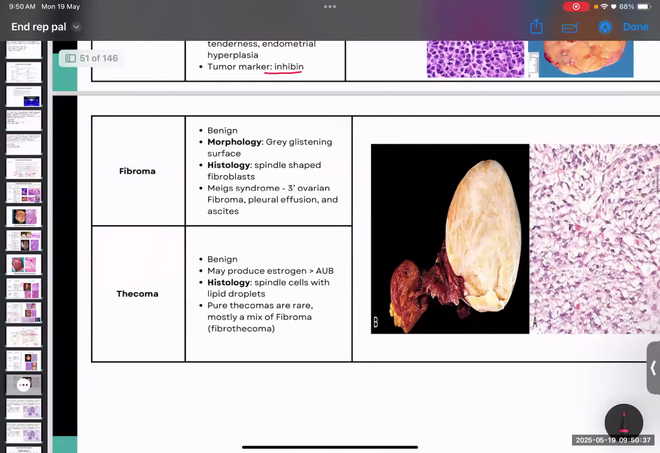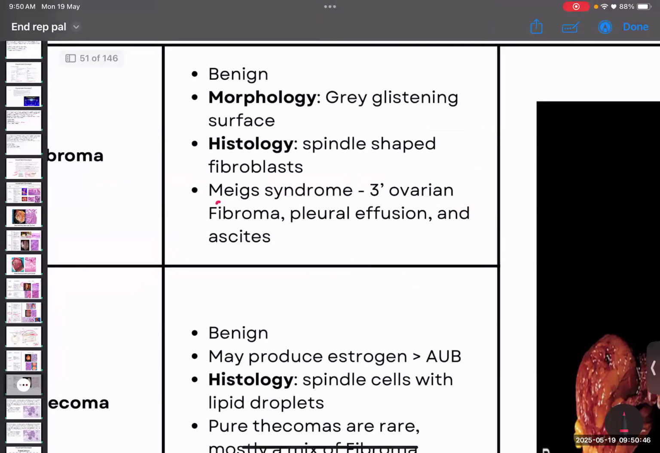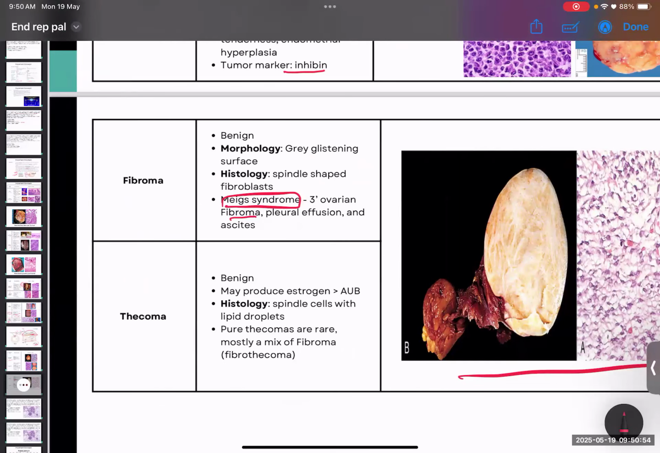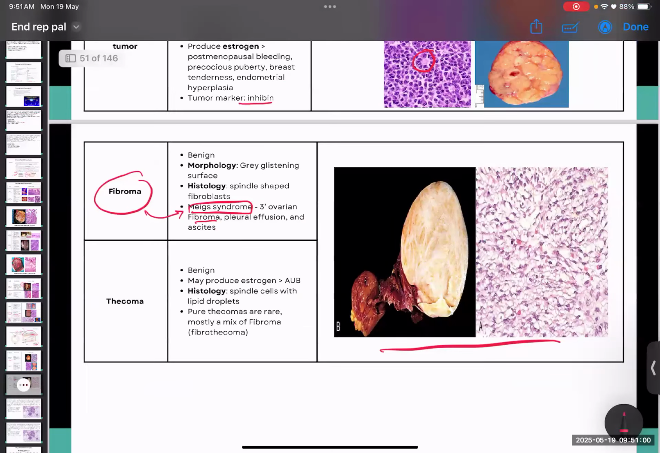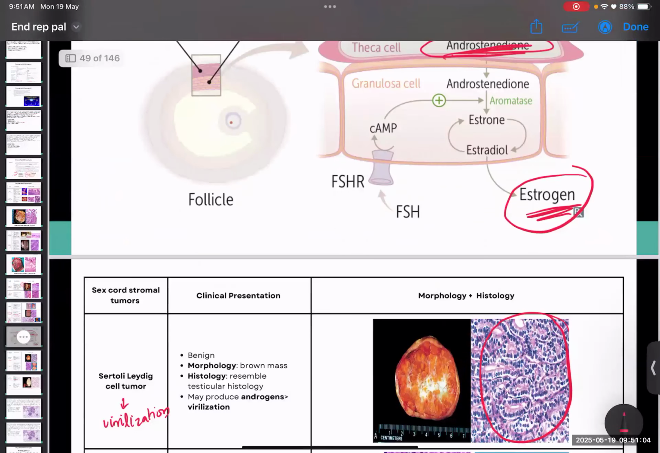Moving on to fibromas and thecomas. I don't think it's as high yield, but just know the picture. Know that this stands for fibromas or thecomas. The one thing about fibroma is that you have Meigs syndrome, which is basically a triad of pleural effusions, ascites, and fibroma. So if a patient comes in with an adnexal mass and they have pleural effusion and a very distended abdomen, you know it's a fibroma because of a diagnosis of Meigs syndrome. Okay, so that's a very rapid review of our ovarian tumors.